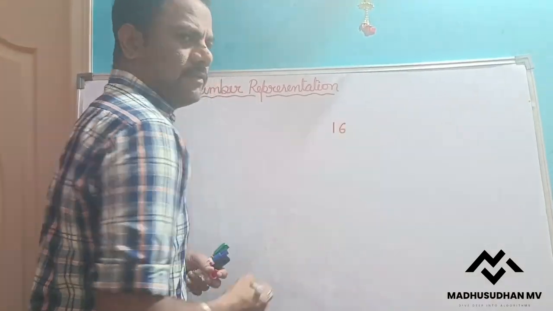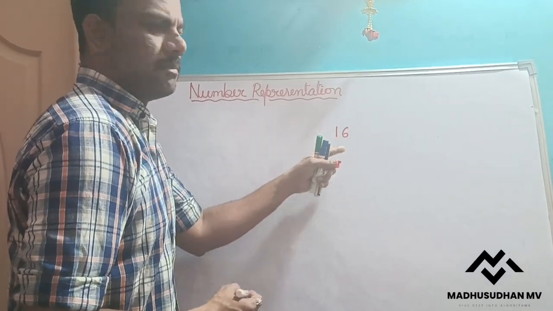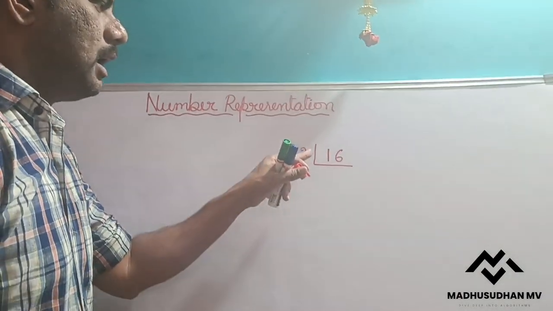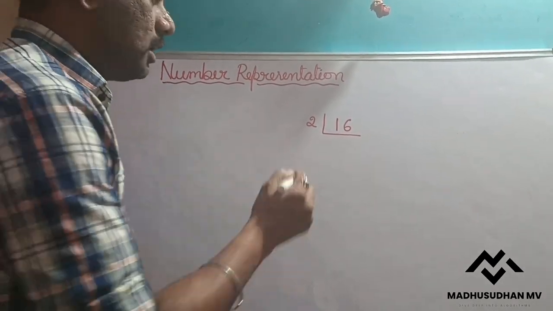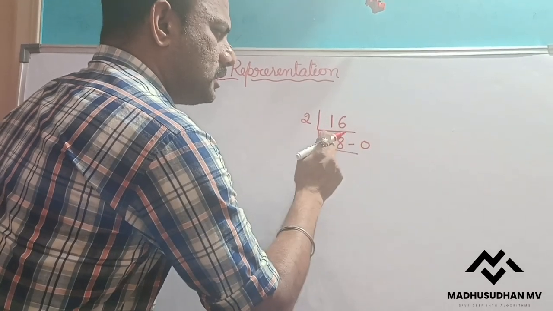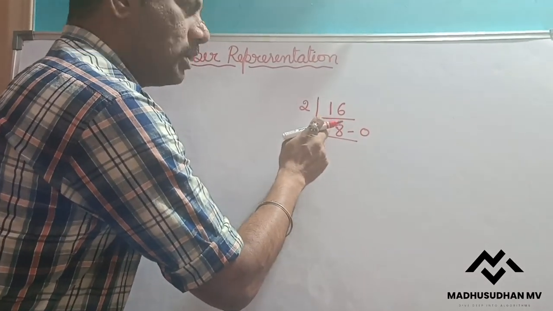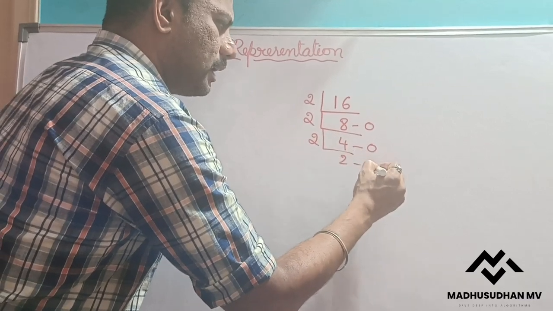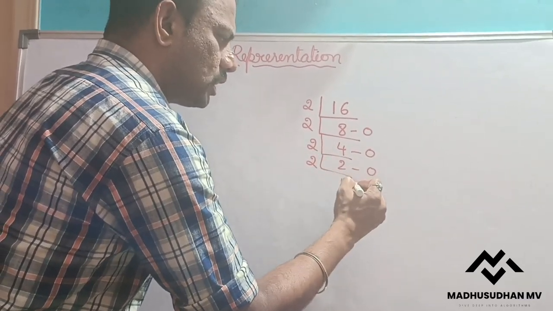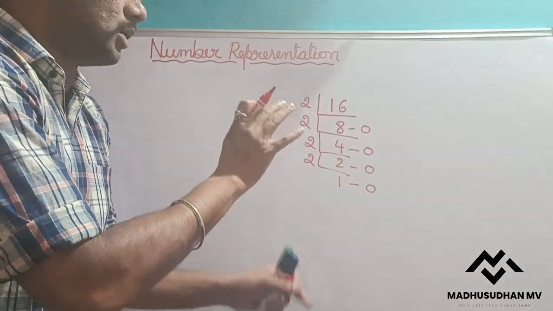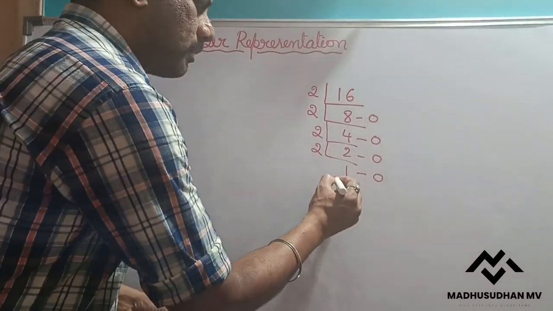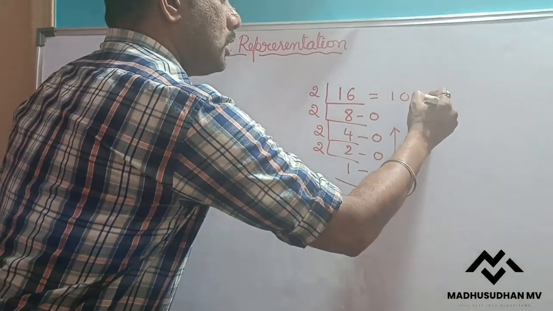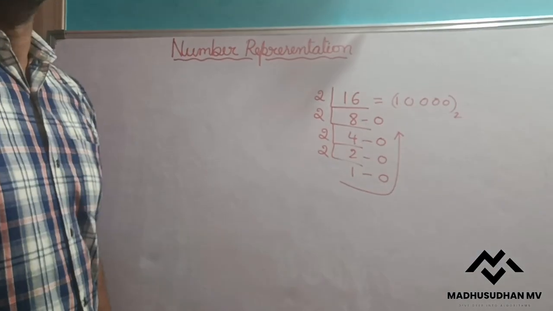Suppose the number is 16. This is a decimal number, and I need to convert it into binary. Keep dividing the number by 2 until the quotient becomes 0 or 1. 2 eights are 16, remainder is 0. The quotient is not 0 or 1, so divide again: 2 fours are 8, remainder 0. Again, 2 twos are 4, remainder 0. Again, 2 ones are 2, remainder 0. Now the quotient becomes 1, so you stop. Now take the digits from this direction. That means 16 is equal to 1 0 0 0 0, that is, four zeros after the 1. This is binary.